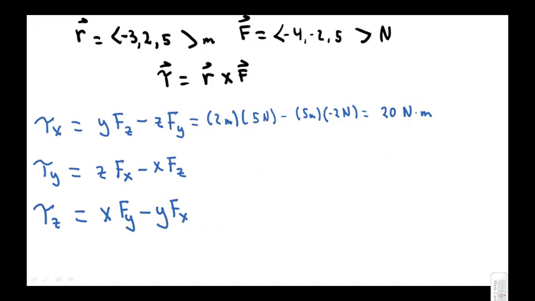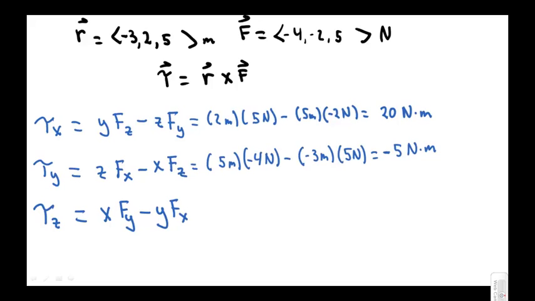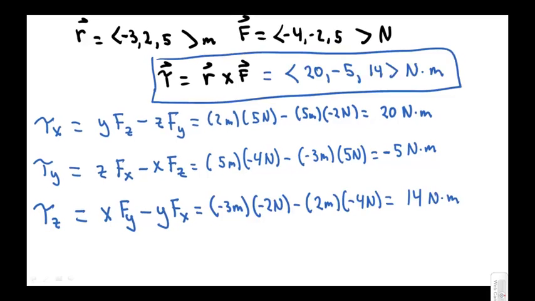We can now go ahead and plug in the specific numerical values for this example, first starting with the x component of the torque. Then we do the same thing for the y component. And now finally for the z component. And we end up with this final result.